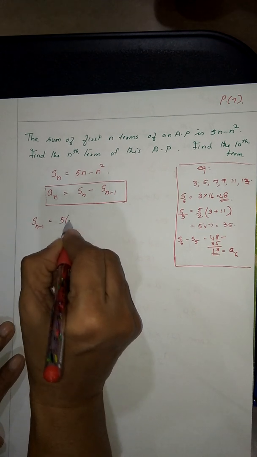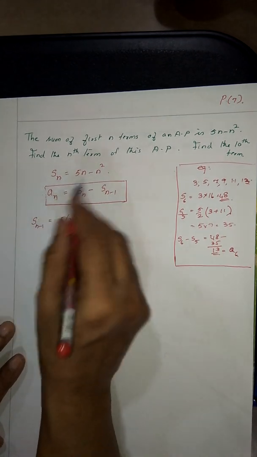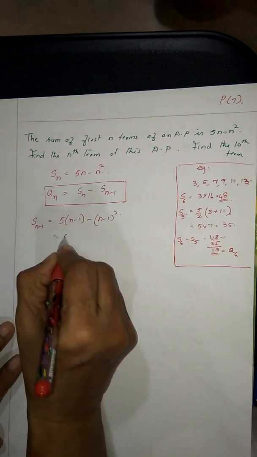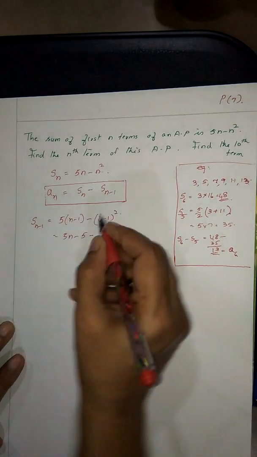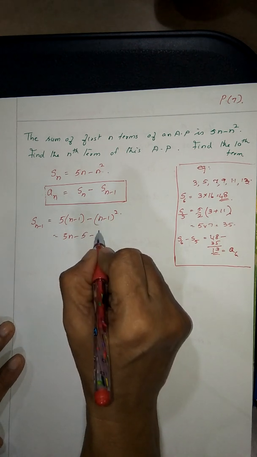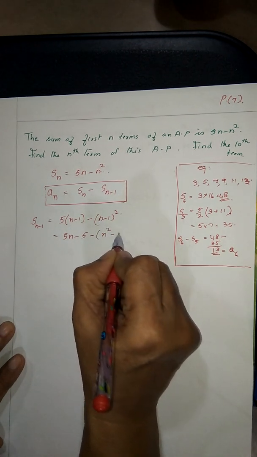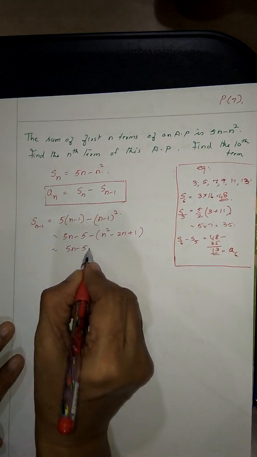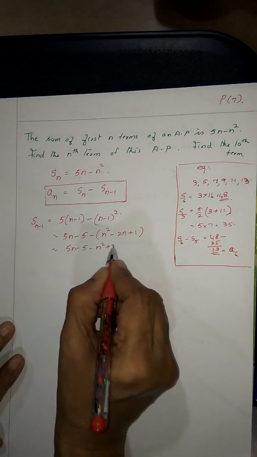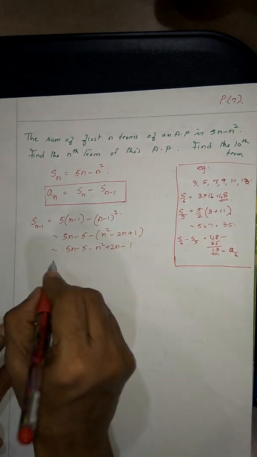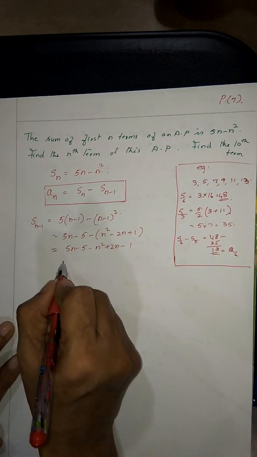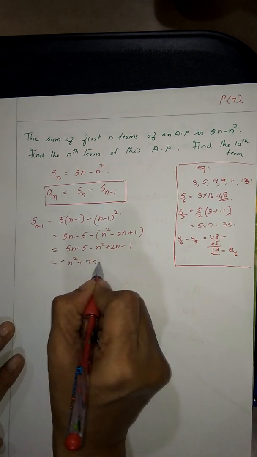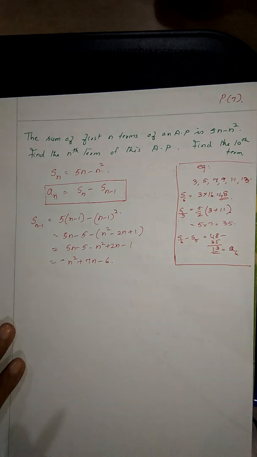So this is 5 into n minus 1, minus, in the place of n, n minus 1 the whole square. So this is equal to 5n minus 5 minus of n squared minus 2n plus 1. So that will become 5n minus 5 minus n squared plus 2n minus 1. So that is minus n squared plus 7n minus 6.